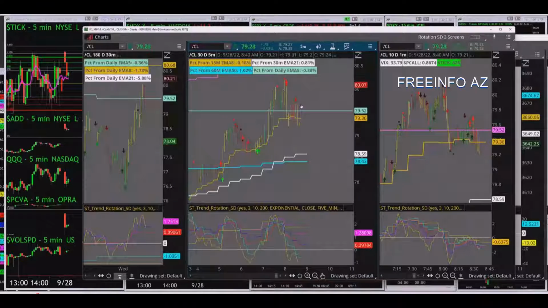Crude oil, you can see here, we're just hanging out at that 5 EMA. And then if we look here, I want to look at the dollar. I talked about that earlier.